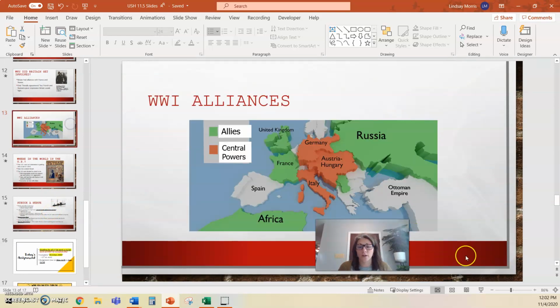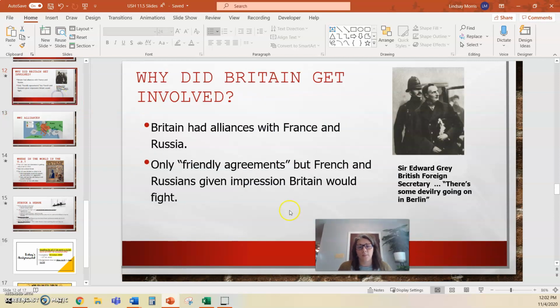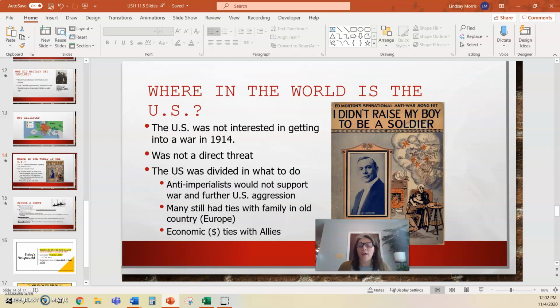So moving on, here's our little map here to kind of show who's involved at this point. So why did Britain end up getting involved? Well, Britain again had alliances with France and Russia, and so they end up getting pulled into the war. And the question then becomes, what about the US?